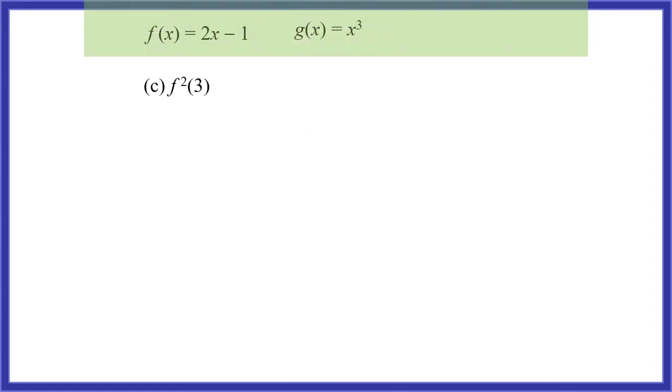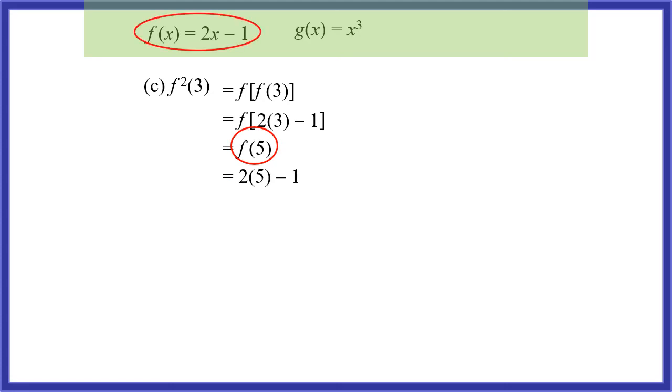And question C, f squared of 3. So it's f of f(3). So f(3) is equal to what? We found already f(3) is equal to 2 multiplied by 3 minus 1, which is 5. And f(5) is equal to 2 multiplied by 5 minus 1. So it will be 9. Easy, right?